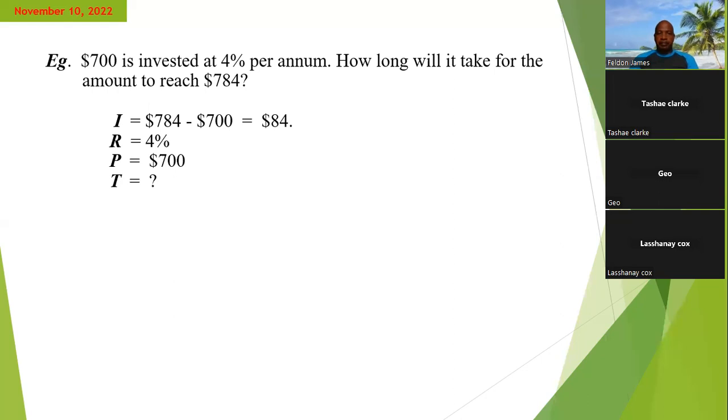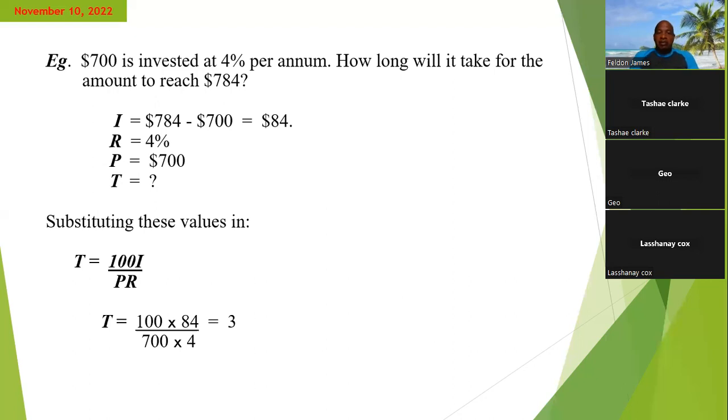So I have T equal 100 times 84. All right, so that's a formula. I often recommend my students just to state the formula without anything in it. When you state the formula, there are times when they will give you 1 mark, because you would have demonstrated knowledge, right? Yes, sir.